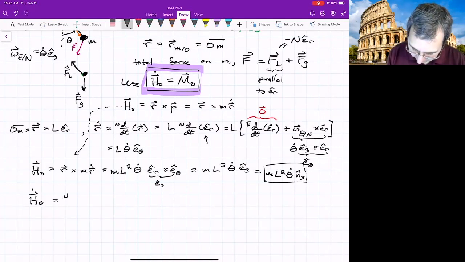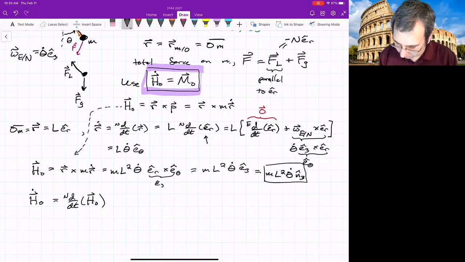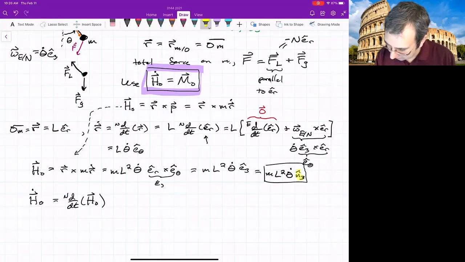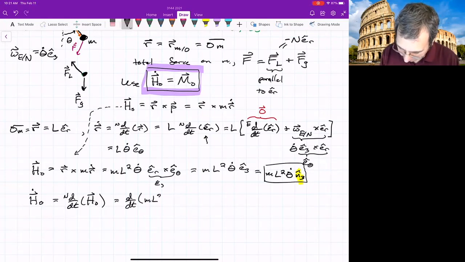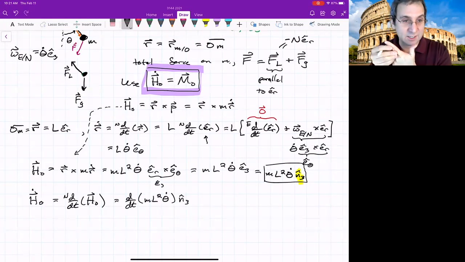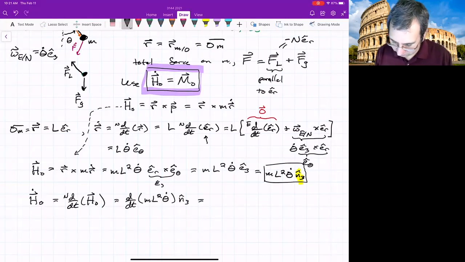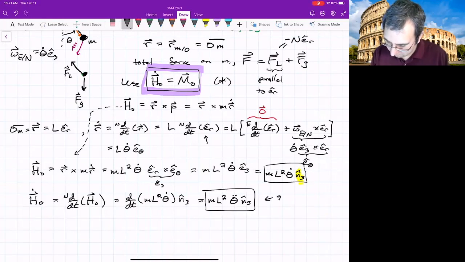All right, so H dot is shorthand for the inertial derivative of the H vector. And notice over here, because this is written in terms of N frame components, I don't have to mess with the transport theorem. So I could just immediately take derivatives. ML squared theta dot is still in the N3 direction. The only thing here that can change in time is theta. Mass is constant, length is constant. So this will give me ML squared theta double dot N3. If I call this equation star up here, now I've got the left-hand side of star.